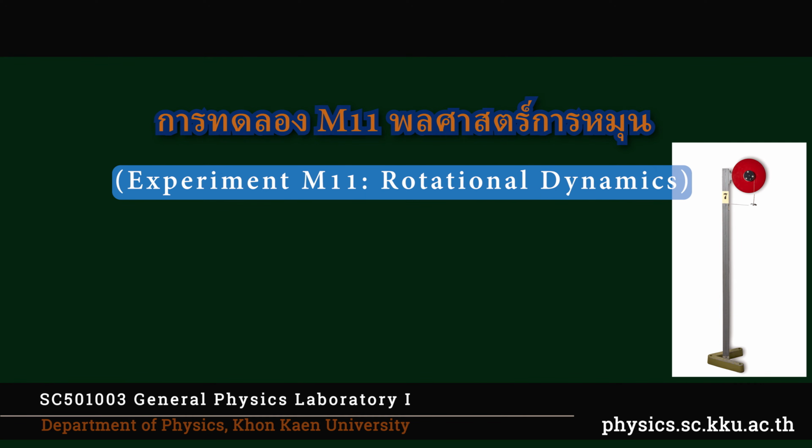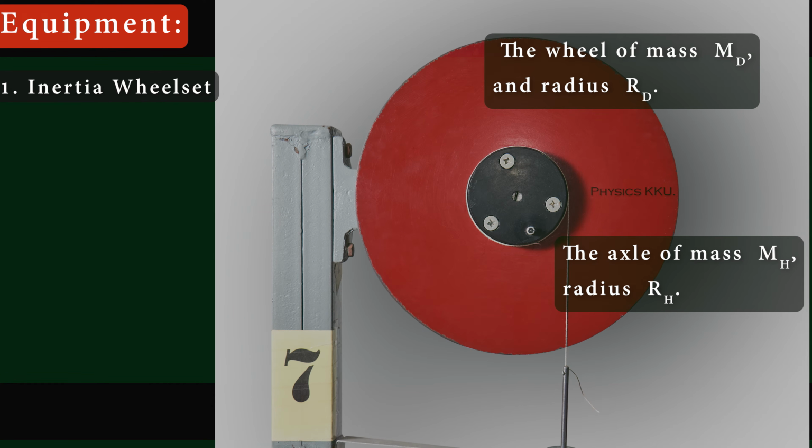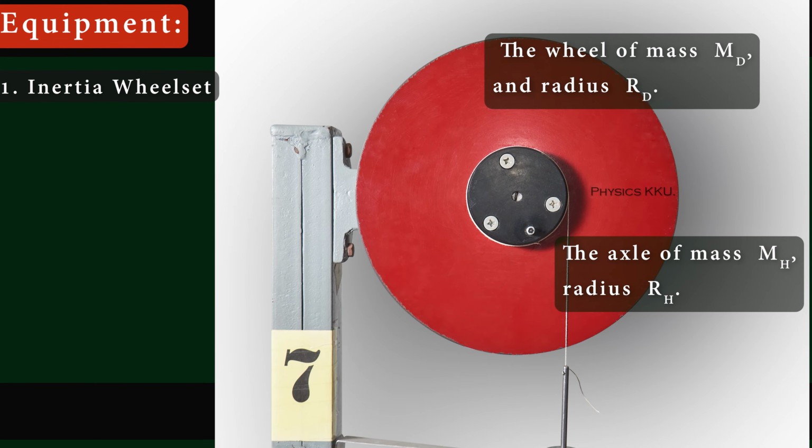Experiment M11. Rotational dynamics. Objective: to find the moment of inertia of the inertia wheel set. Equipment: 1. Inertia wheel set. It consists of a wheel and an axle. The wheel has mass md and radius rd, and the axle has mass mh and radius rh. The mass and radius are specified on a sign posted on the test table.